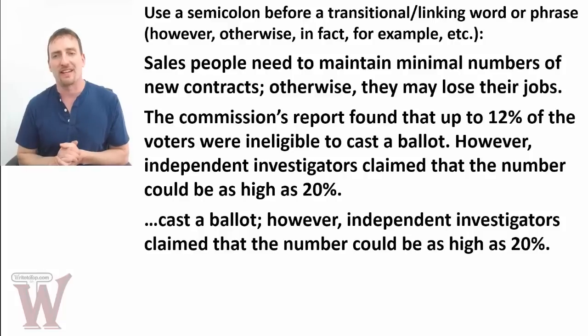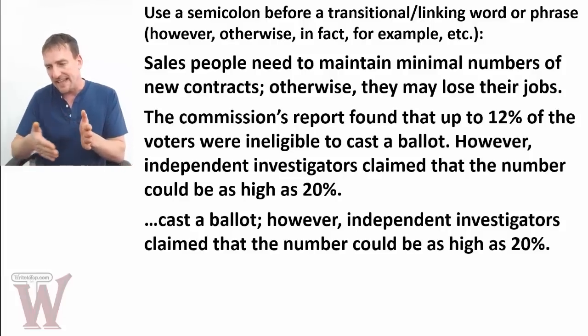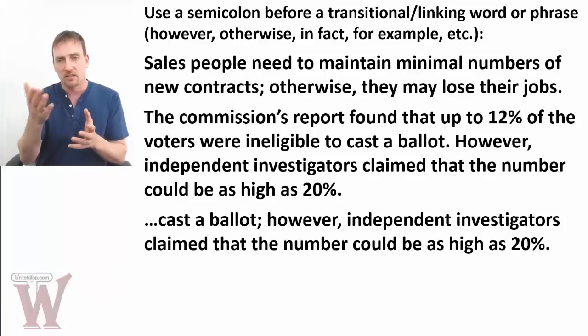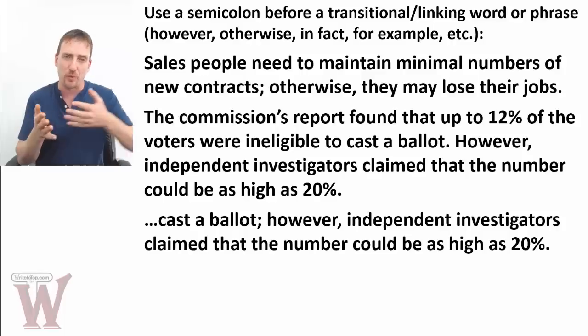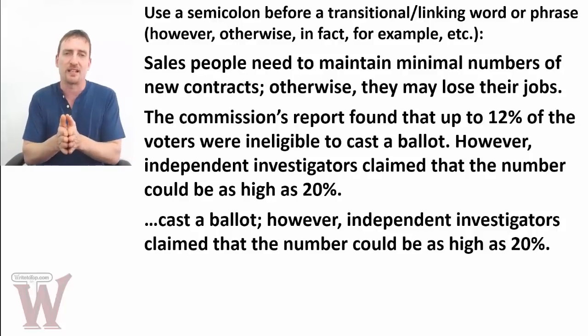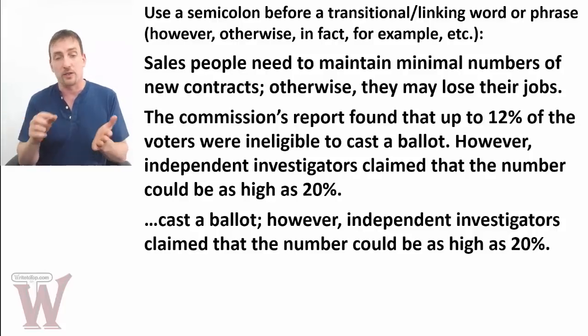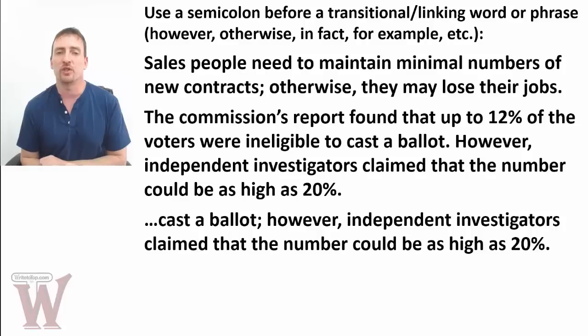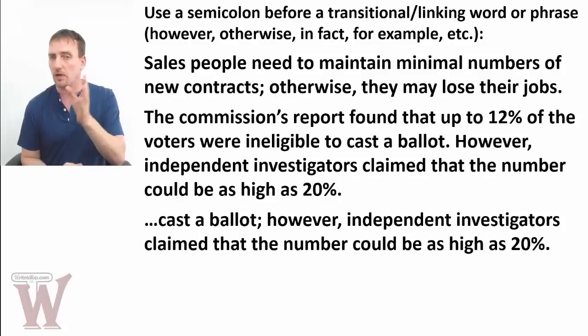So, before transitional or linking words, you can also use a semicolon. However, otherwise, in fact, for example, so you end your sentence, but the next sentence has a direct relationship. So, for example, if you're going to give an example of the point you just made, you don't need to separate it. You can continue with the semicolon before the for example. Again, you could put a period and start a new sentence, capital F, for example, or semicolon, small f, for example. Salespeople need to maintain minimal numbers of new contracts; otherwise, they may lose their jobs. Again, period, capital O, otherwise, also okay.